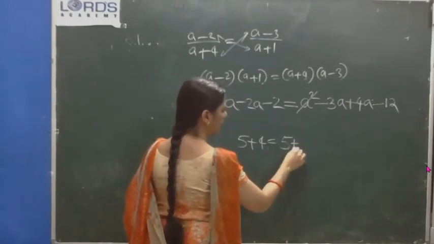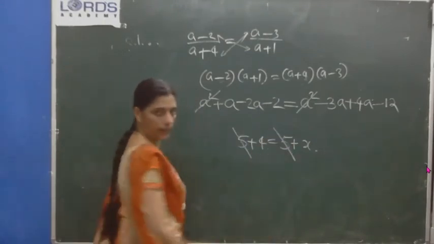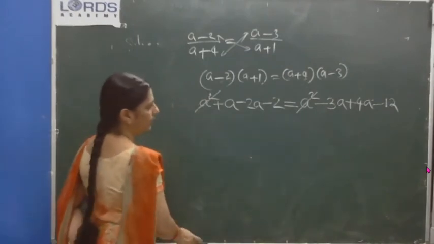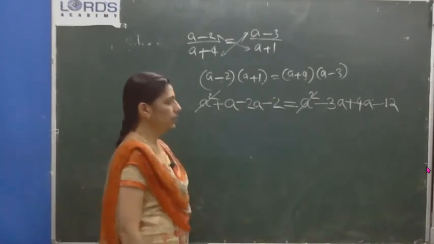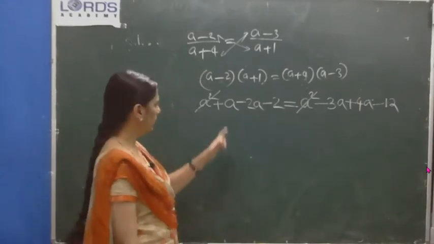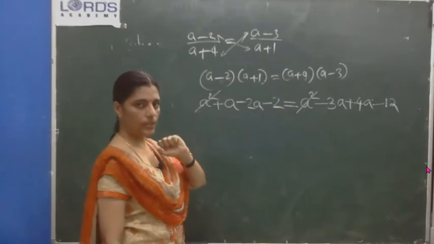5 plus x, suppose it's like that. Then the 5 you can cancel like this. Nothing else can be cancelled because the others are all different. Now you do one thing: you can simplify each side.